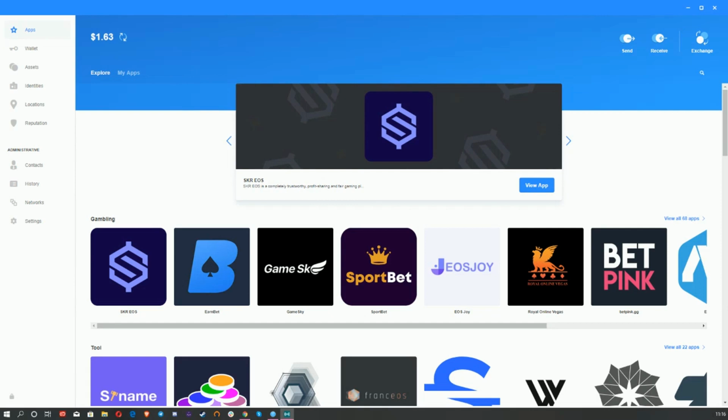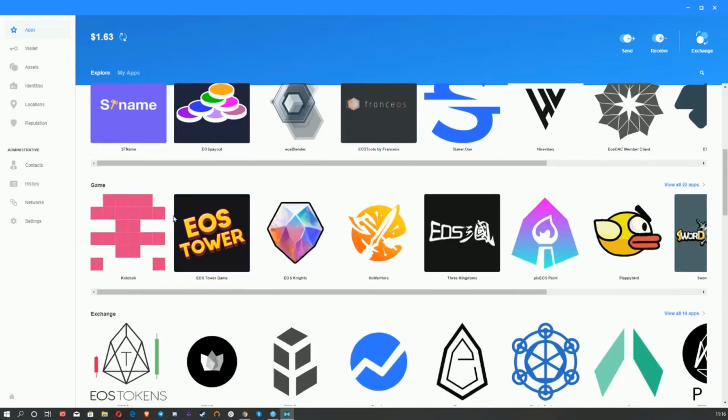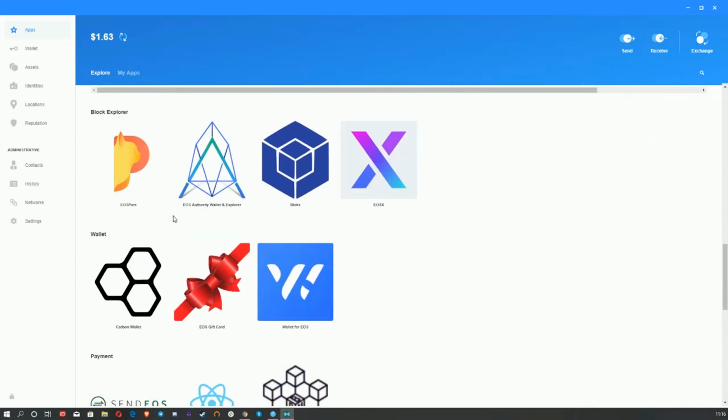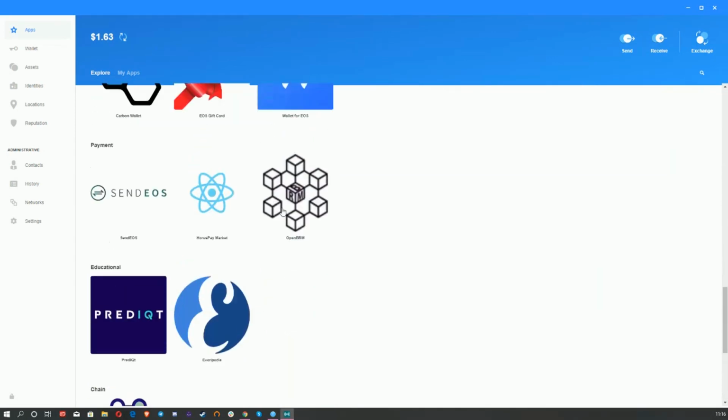Now for me, obviously, the main thing for someone like Scatter is that they are not a dapp distribution platform, that's not what they do. They're not a discovery platform, but they put these things in here. So we can see here they've organized this by different sectors: gambling, tools, games, exchanges, social, block explorers, and so on.